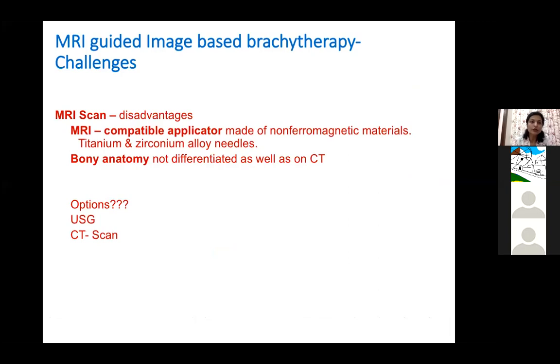So we know that there are actually challenges to implementing MR-based brachytherapy. Why? Because you need MR compatible applicators, which are expensive. Bony anatomy is not well differentiated on CT. In addition, it is very time consuming and labor intensive. For high volume centers, it is very difficult to do even 2 MR guided brachytherapy applications on a given day, because it easily takes between 3 to 4 hours for each MR guided planning. So in that context, do we have other options? Can we use any other options like ultrasound or CT scan?